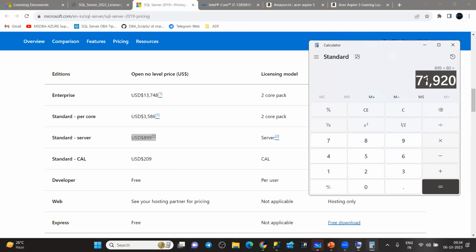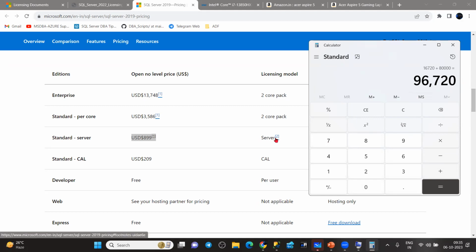So for the server, Microsoft is going to charge this much, plus 209 into 80 for the client. For one client, Microsoft is going to charge this much along with the server. So for example, 80,000 for the server. Total within 1 lakh only, your license cost will be completed, sir, when you go for server plus CAL.